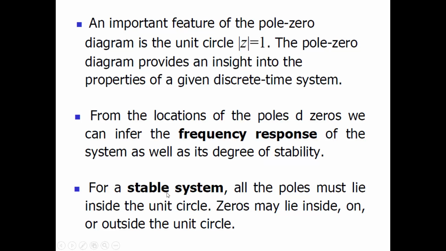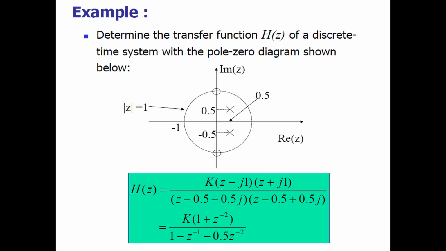Now, for a stable system, all the poles must lie inside the unit circle. This is a condition. All the poles must lie inside the unit circle. Even the poles cannot lie on the unit circle because the system will then become oscillatory at that point. Zeros can lie inside, on the circle, or outside the unit circle.